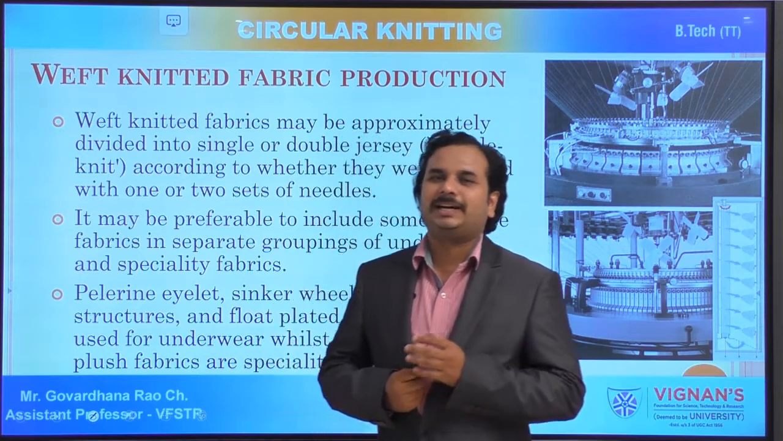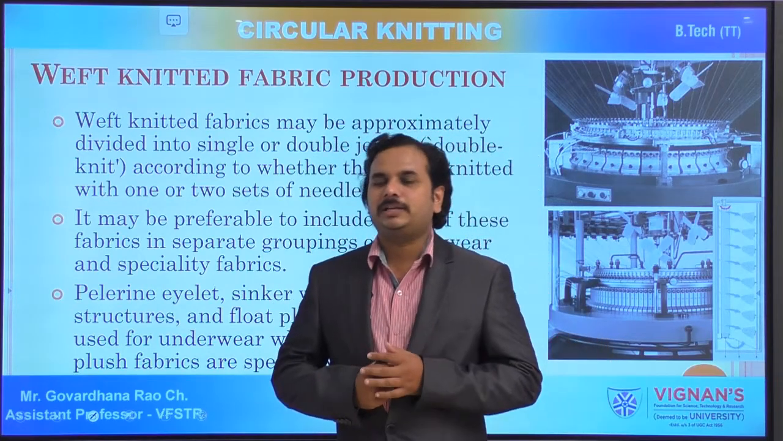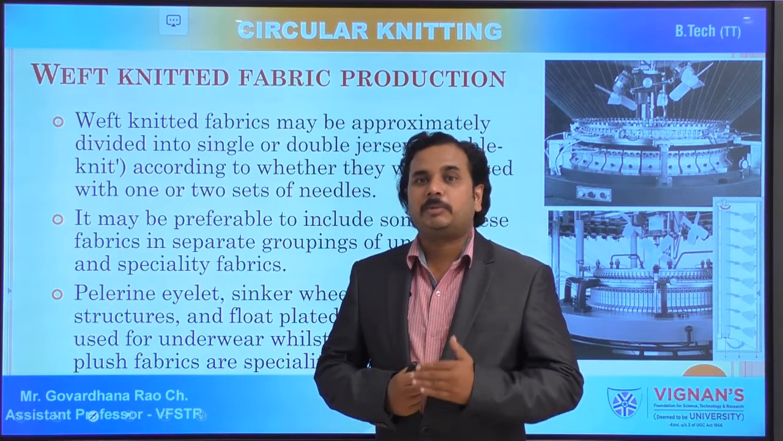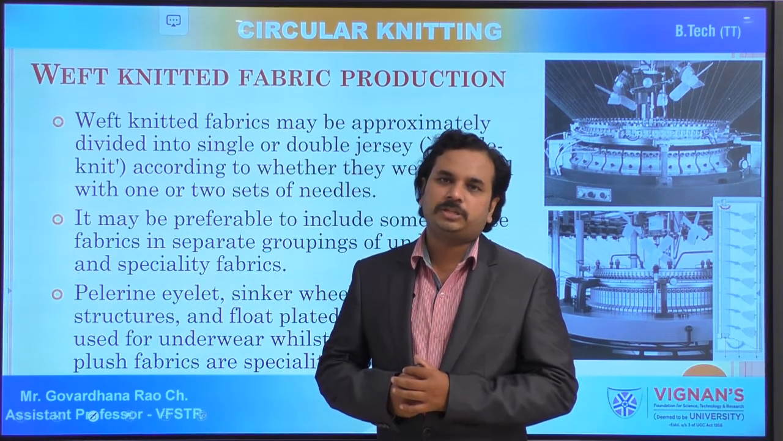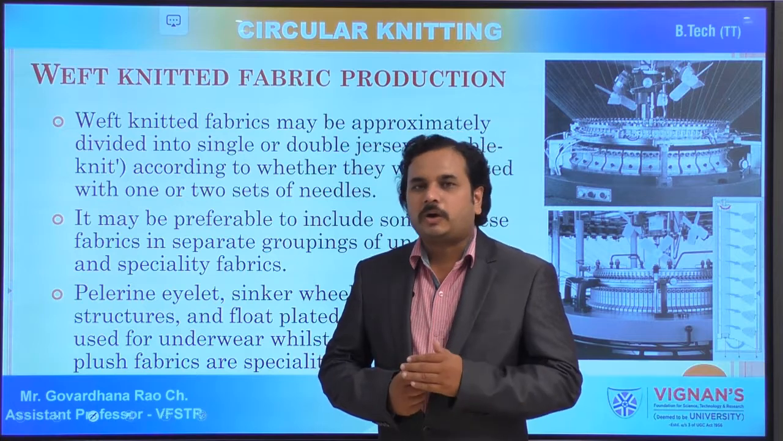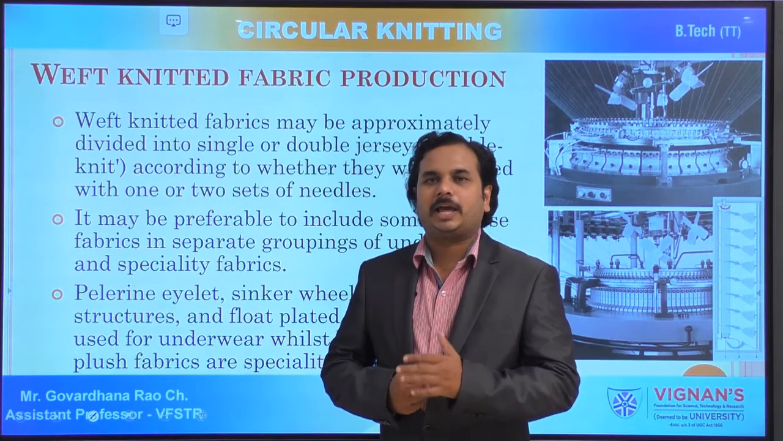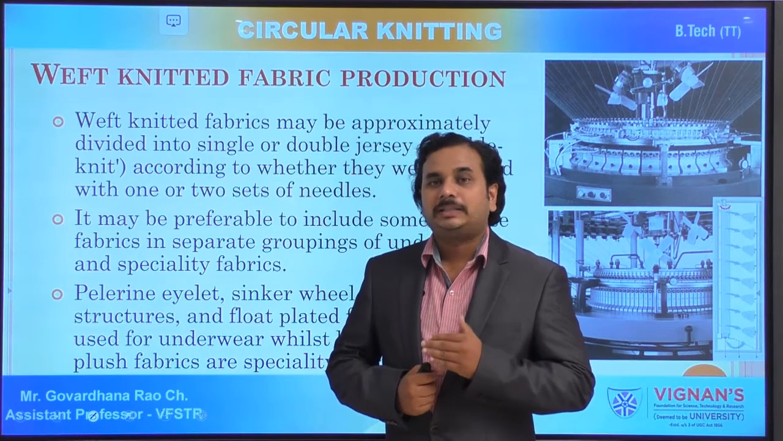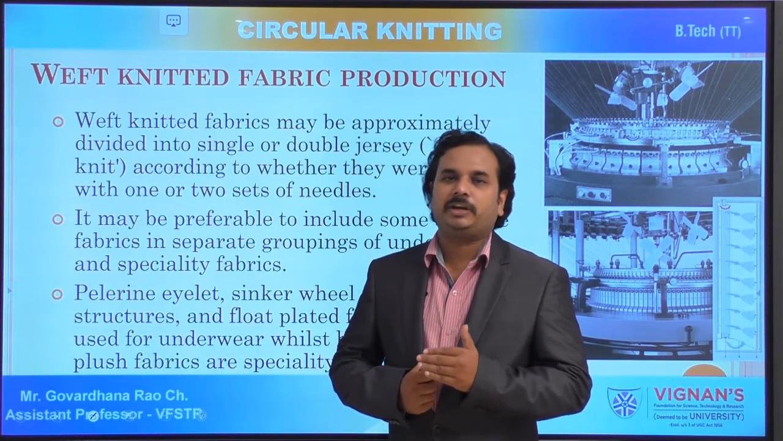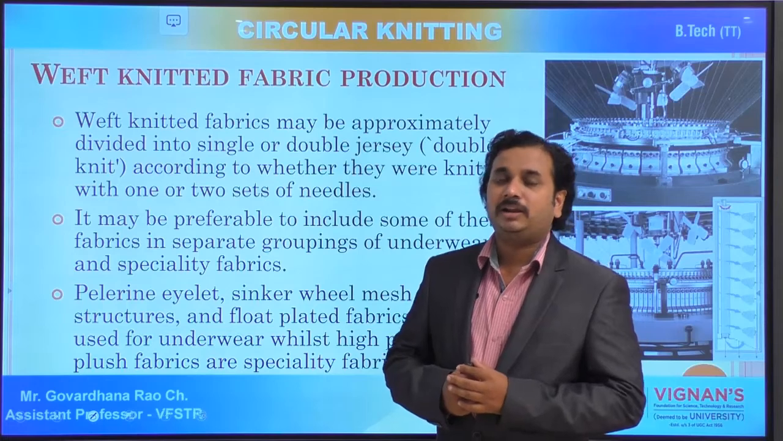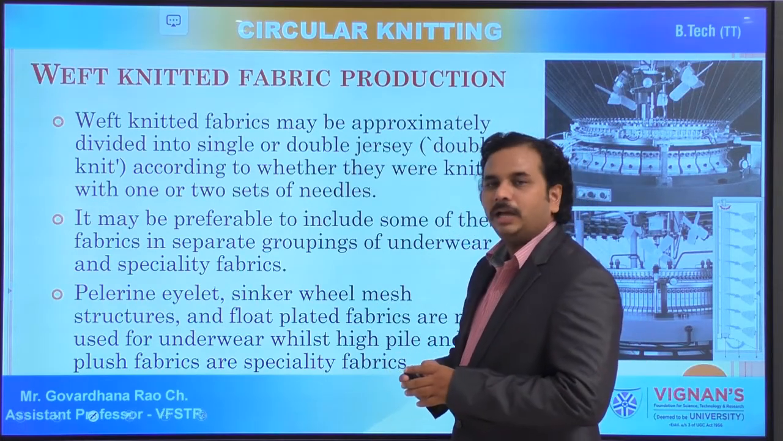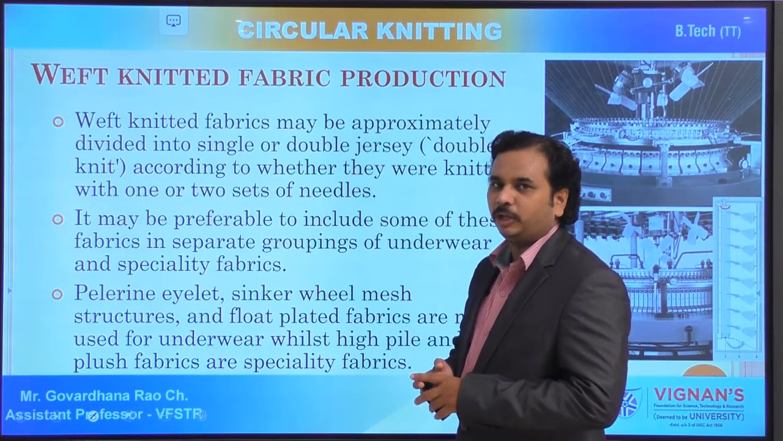One is called the cylinder and dial circular weft knitting machine, and the second one is called the double cylinder circular weft knitting machine. So we will see what exactly the double bed circular weft knitting machines are.